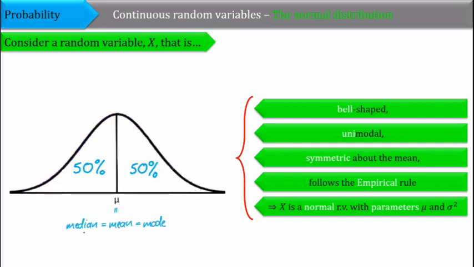And because of that, we also say that the median is equal to the mean, which is equal to the mode. The mode is a value that occurs the most, so obviously it's going to be in the middle, highest peak, which is also the mean, which is also the median, because the median is exactly the middle of the distribution.